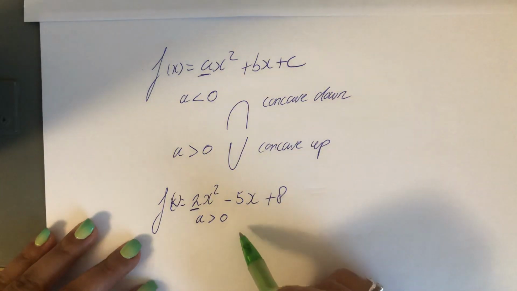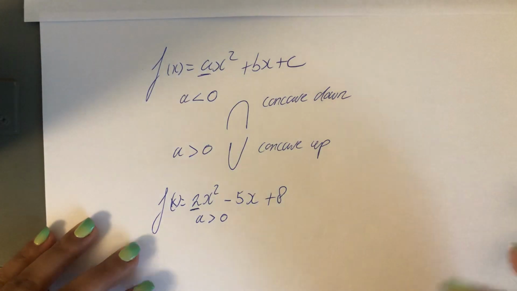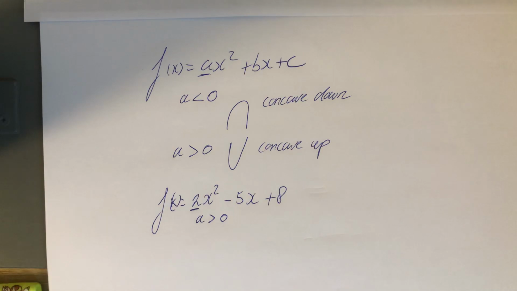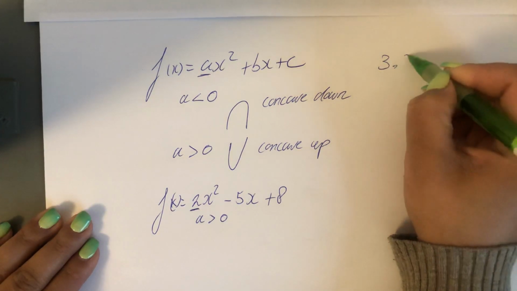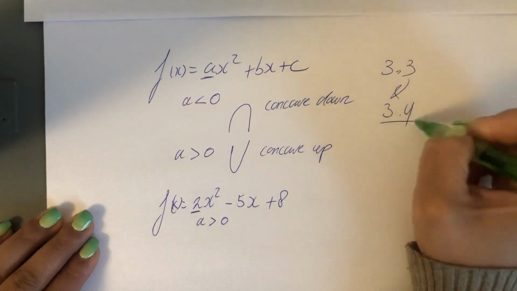Now, before you made a table with 7 points, but now you're gonna learn something else. You're gonna find, eventually, the top of the parabola, and with that top, you must know then how to draw the parabola. So this is 3.3 and 3.4 at once.